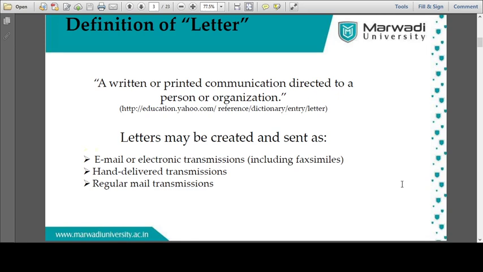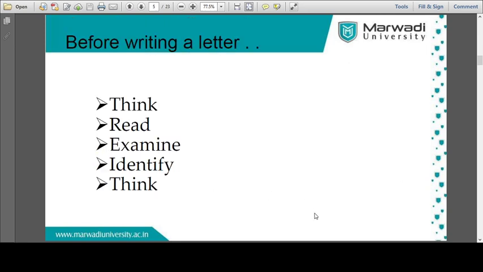So before writing a letter, we need to do this kind of exercise. First we need to think, read, examine, identify, and again think. First, we need to think about whom we are writing the letter to. Then we need to read the letter or letters to which we want to respond, or read a written announcement or article motivating or requesting a letter response.